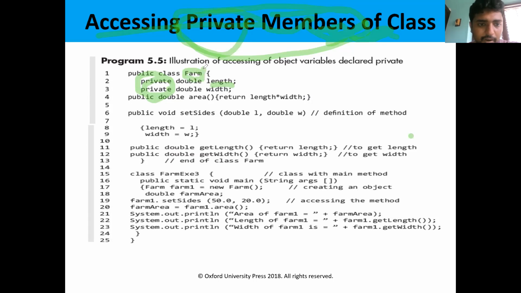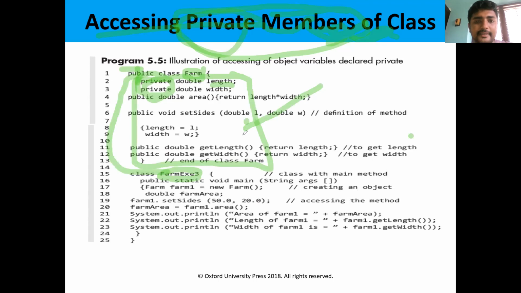Here the class is form, and another class is there, form exe3. This class has to access the class members, but the class members are private. Private means the scope is within this block only, within this class only. Within this class, we can access the length and width. Outside the class, these are not visible. So how can you access those things?